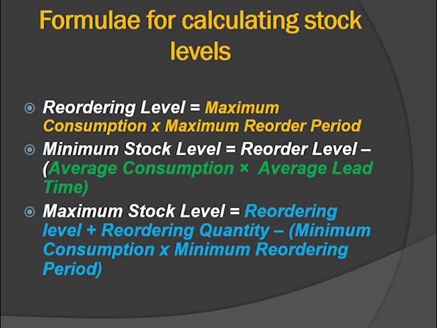Minimum stock level is reorder level minus average consumption into average lead time, or average delivery period, as it is also known. Maximum stock level is reordering level plus reordering quantity minus minimum consumption into minimum reorder period. Then average stock level is minimum stock level plus half of reorder quantity, or minimum stock level plus maximum stock level divided by 2. And lastly, danger level is average consumption into maximum reorder period in case of emergency purchases.